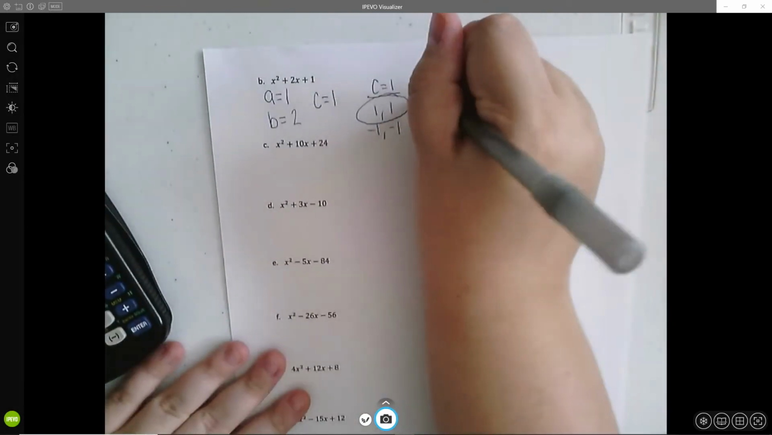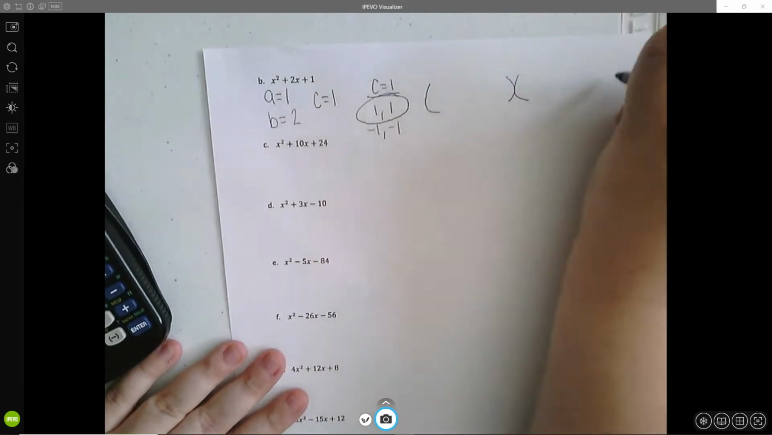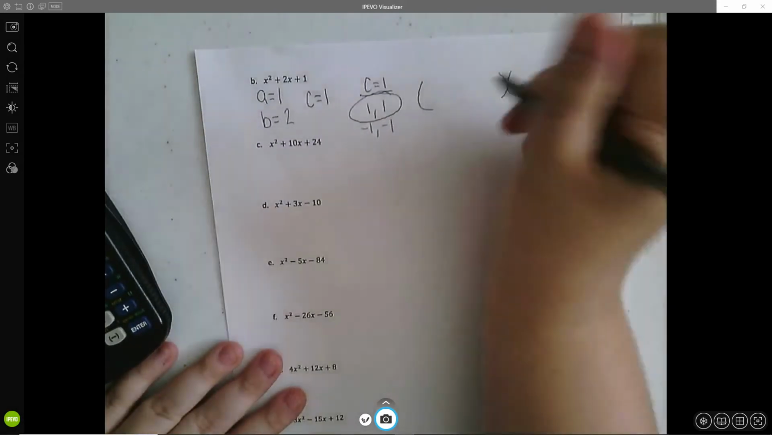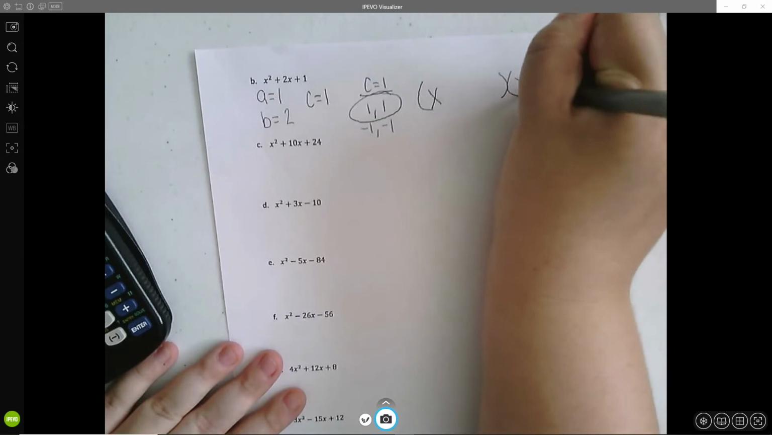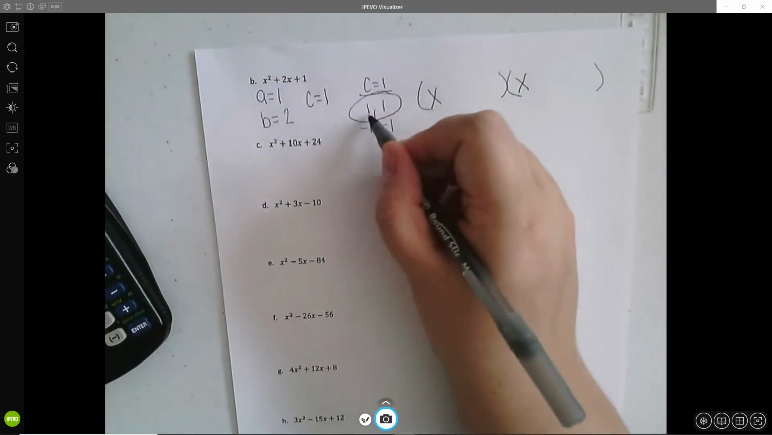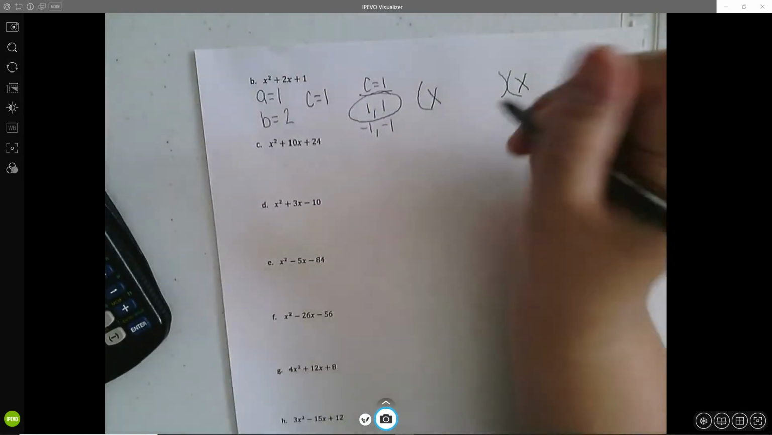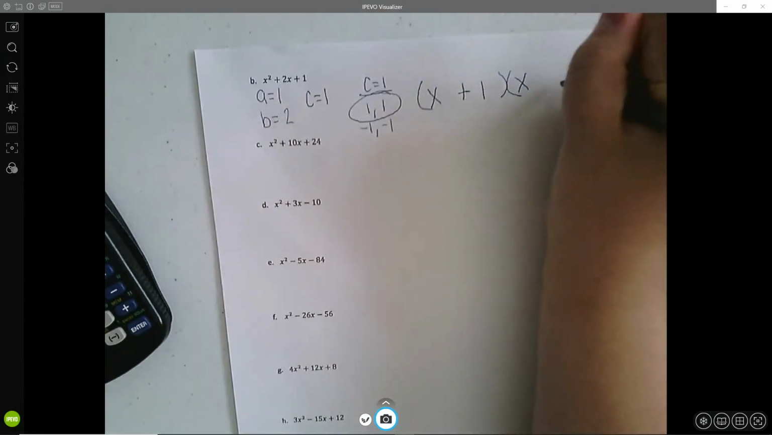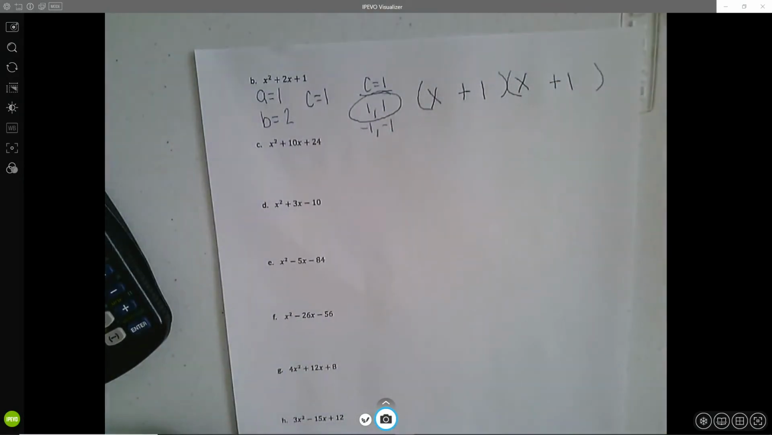How to create the parentheses? Create your 2 parentheses. Since I see x's in my problem, my parentheses start with x and x. Last thing I do is list the factors. Both of these were a positive 1, so it means I have +1, +1.